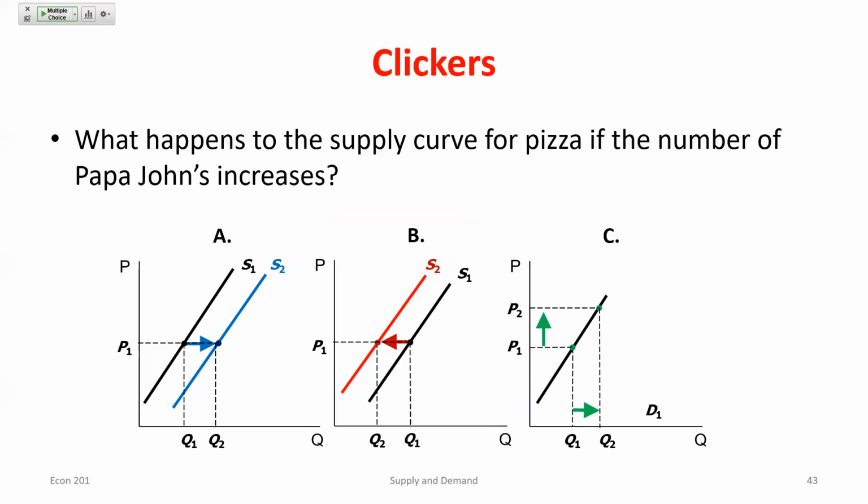What if we saw the number of Papa John's increase? So the number of producers increases. What should happen to supply? Yeah, it increases, which would look like a shift to the right. One way to think about it, and sometimes I draw them on an angle, is that when you don't know it at first, it's easier to think about drawing the arrows to the left and right for supply.